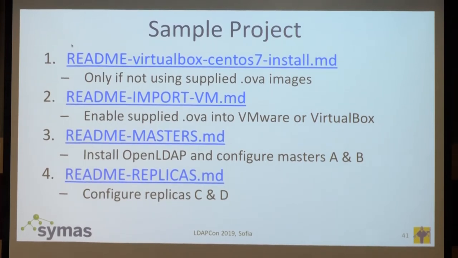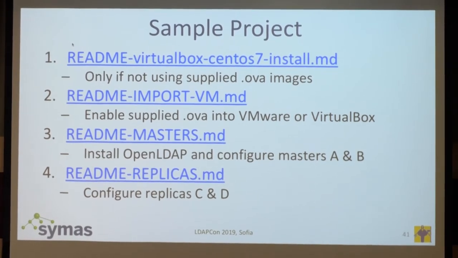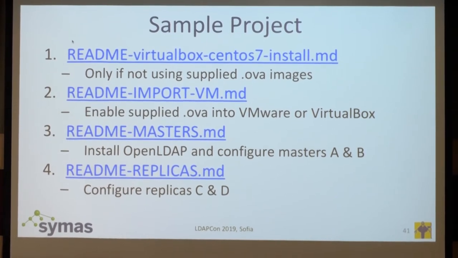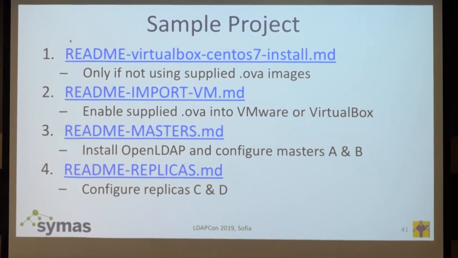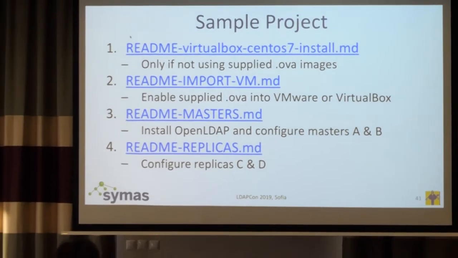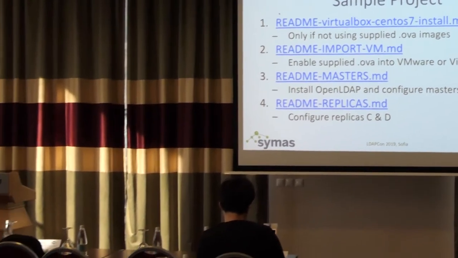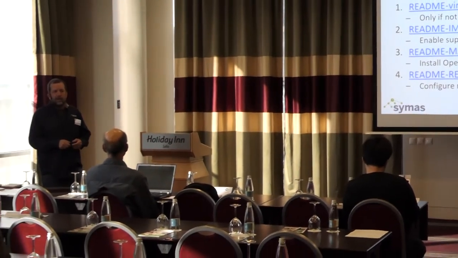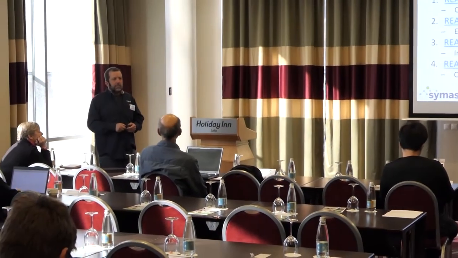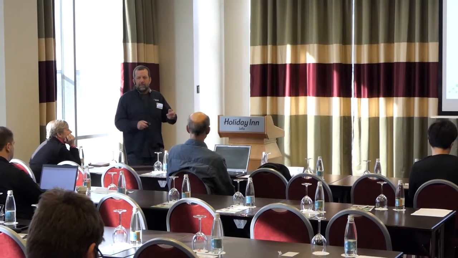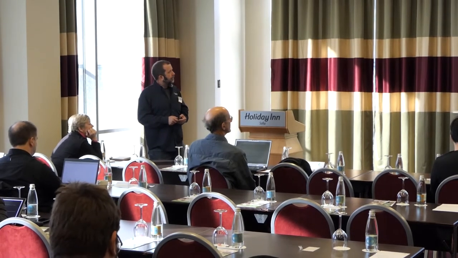We have a fallback where we can lend you an instance of CentOS 7 that's running in Linode if you need it. And then there are two readmes for doing the installation and configuration, one for the masters, one for the replicas. They each have some test instructions to verify that we'll change some entries, make sure everything replicates, and do some verification. And there's our contact information.